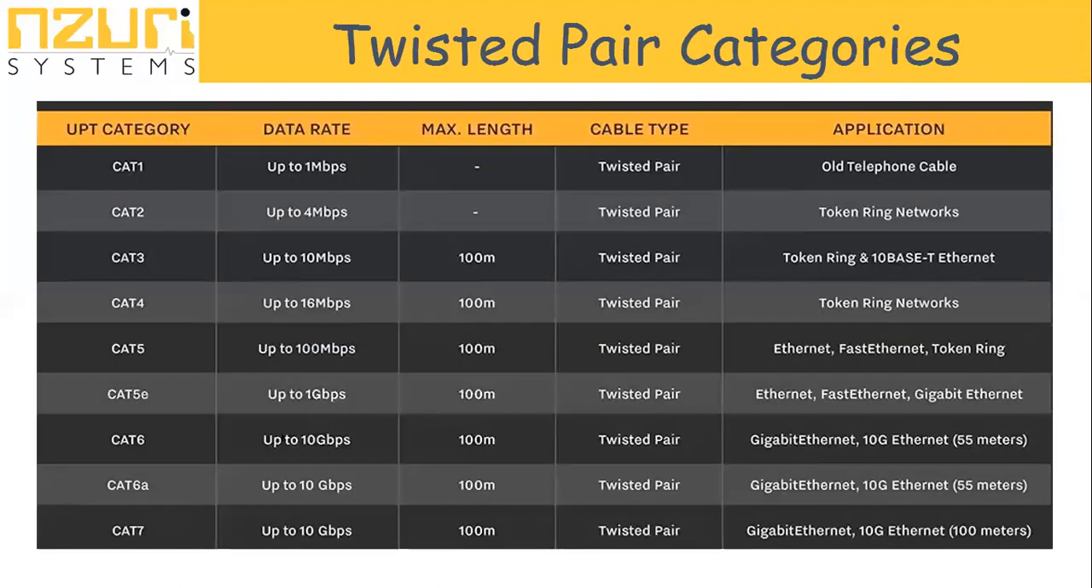Now, let's take a look at the categories that we have. With twisted pair cabling, it starts from Cat 1, that's category 1, all the way to category 7, and they have their own characteristics. The category 1 cables had data rates of up to 1 megabit per second. The maximum length is not really stated, and the cabling type is twisted pair. These were used for our old telephone systems, which are still available though.